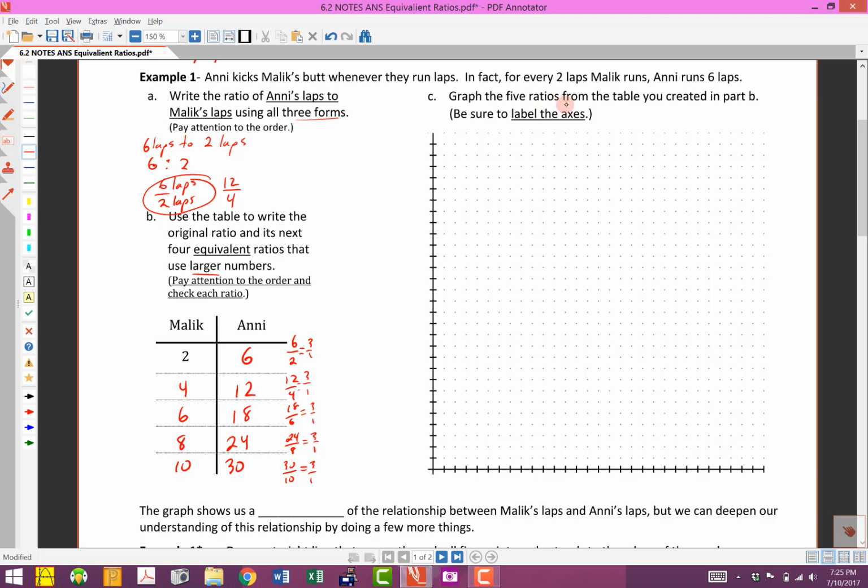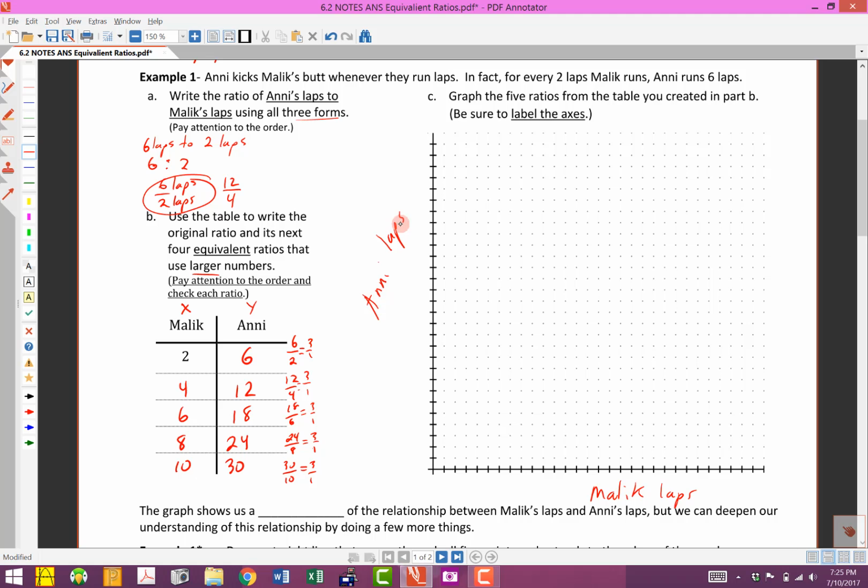So it says graph the 5 ratios from the table you created in part B. Be sure to label the axes. Okay, so let's do this like we do in XY plane. So Malik is kind of taking on the role of an X, and Annie's kind of taking on the role of a Y. So we're going to have Malik on this axis, and this represents Malik's laps. And the vertical axis over here, this is going to represent Annie and her laps.